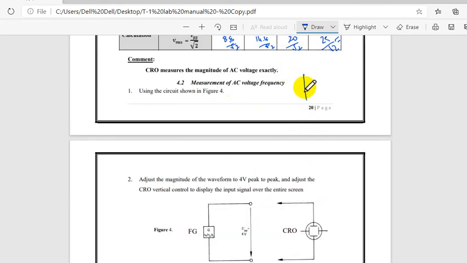Suppose this is one time period. From this point to this point we will measure, or from this peak to this peak we will measure the time period. Frequency F is equal to 1 by T. The time period is nothing but the inverse of frequency. We take the inverse, then it will be converted to the frequency.